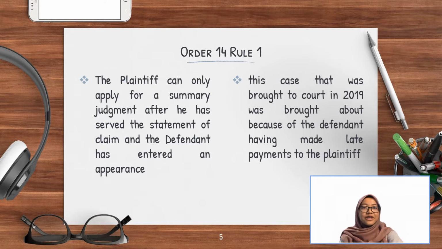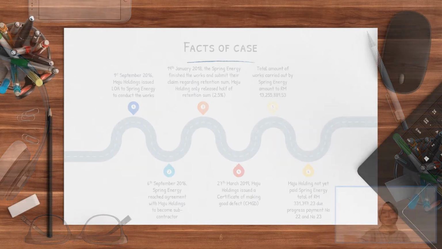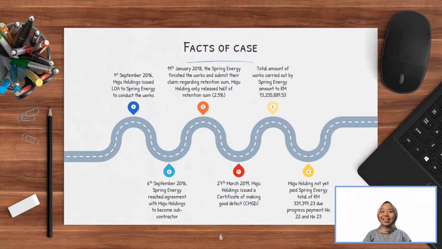I will pass to the next presenter. I am Nursakinah and next I will proceed with facts of the case. The chronology of this case starts when Maju Holdings issued letter of award to Spring Energy to conduct the works. On 6 September 2016, Spring Energy reached agreement with Maju Holdings to become subcontractor.